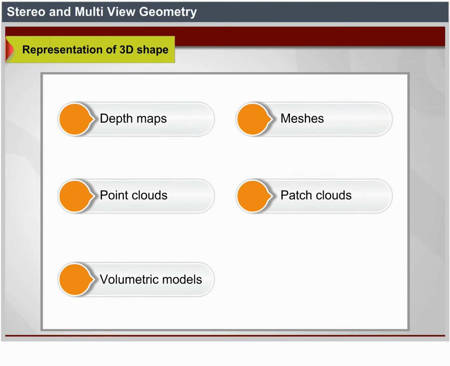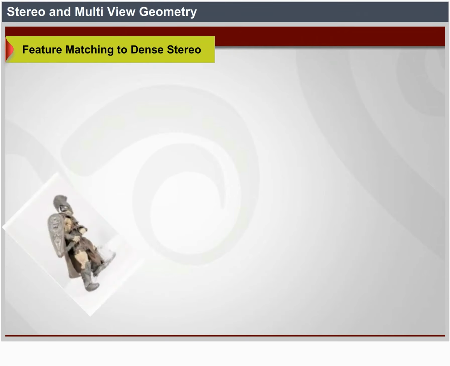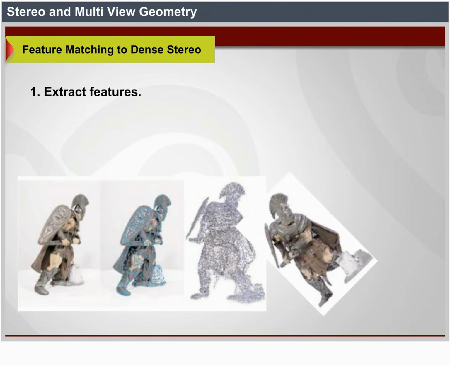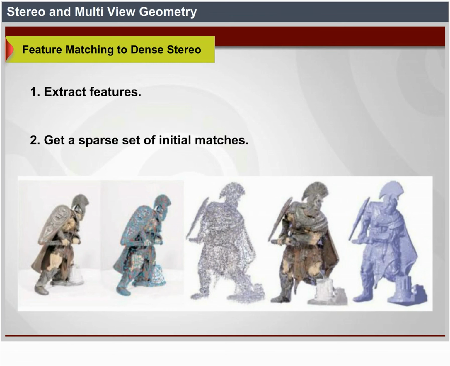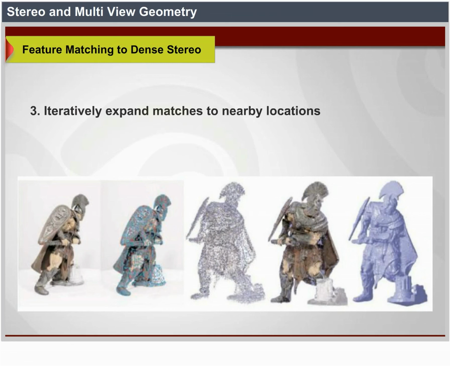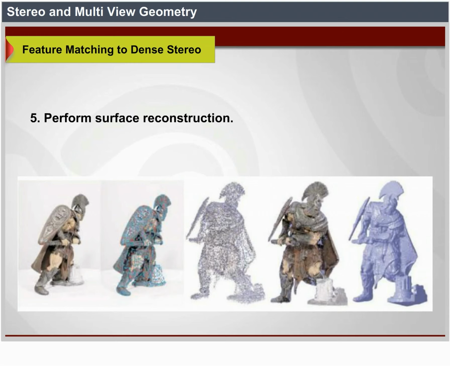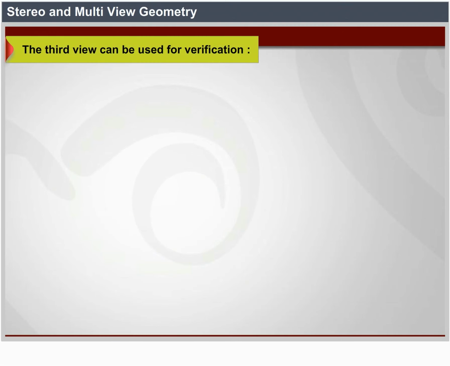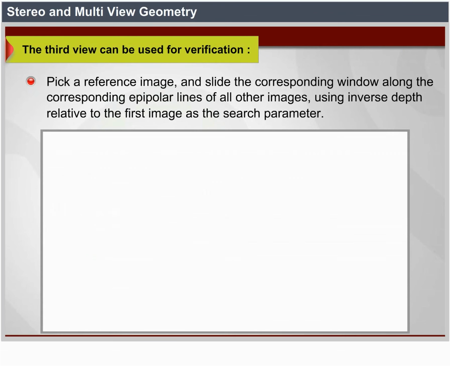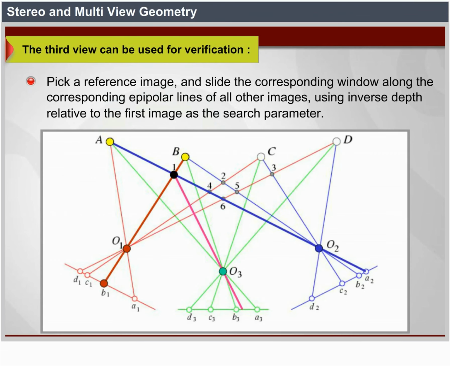Feature matching to dense stereo. Extract features and get a sparse set of initial matches. Iteratively expand matches to nearby locations. Use visibility constraints to filter out false matches. Perform surface reconstruction; the third view can be used for verification. Pick a reference image and slide the corresponding window along the corresponding epipolar lines of all other images, using inverse depth relative to the first image as a search parameter.